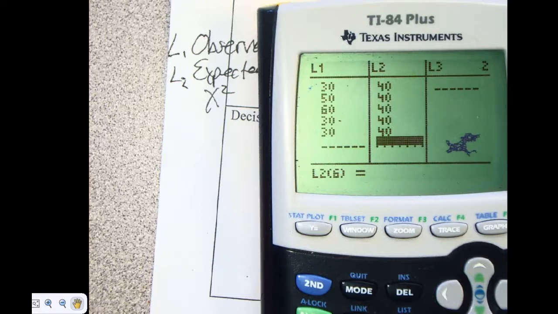We good there? Everybody have the 2 columns in? I have batteries. You just transfer from one calculator to another.